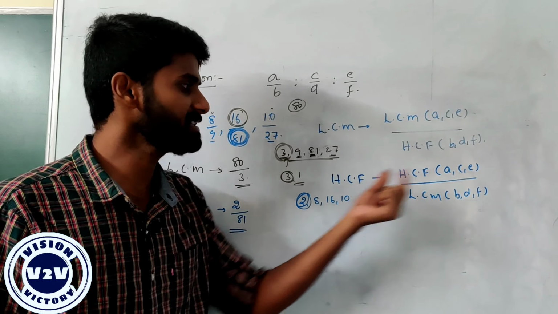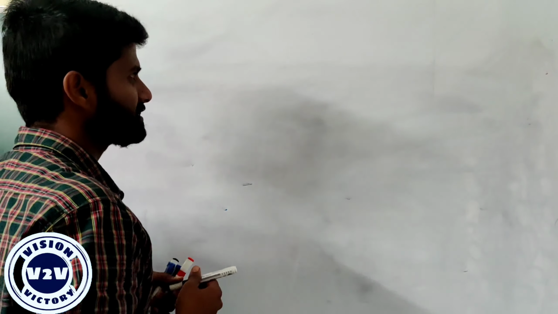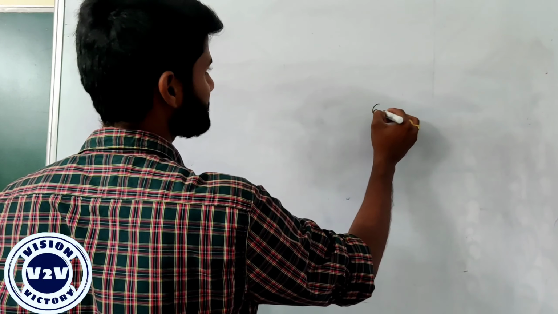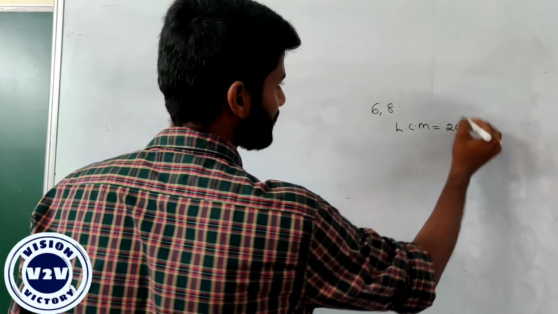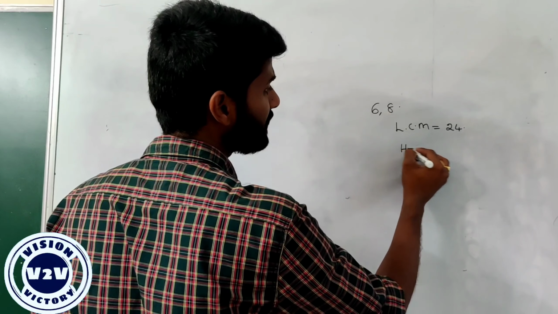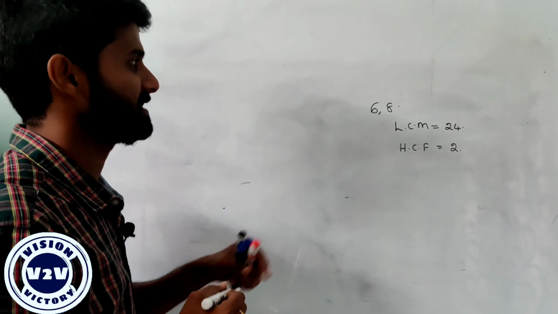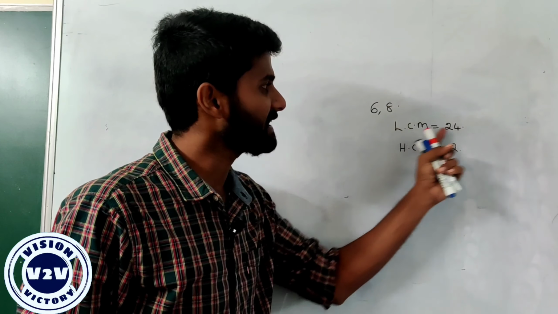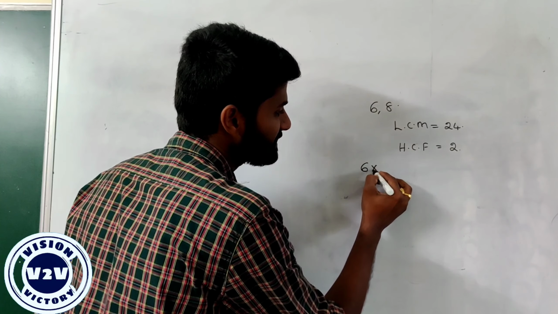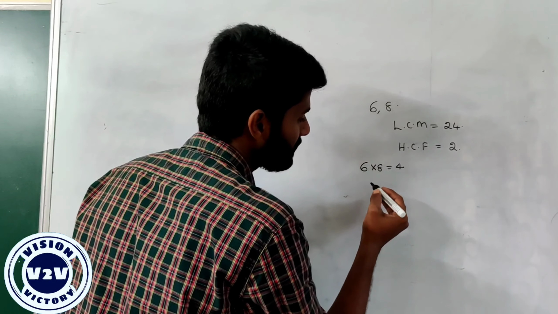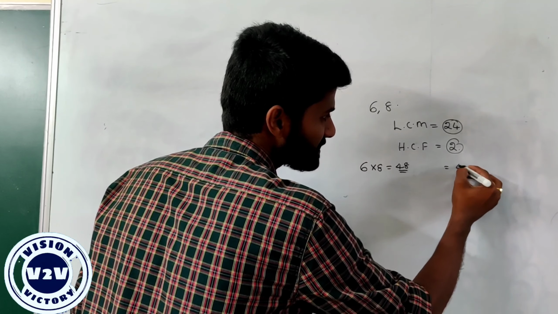If you want HCF, it means the HCF of the numerator divided by the LCM of the denominator. Okay, I will go with an example. Same, I just consider 6 and 8. We already found the LCM of 6 and 8 is equal to 24. Clear? And the HCF of 6 and 8 is exactly equal to 2. This is the example. The LCM is 24 and the HCF is 2. If you multiply 6 and 8, the product is 48. Same thing, if you multiply LCM and HCF, the resultant is also 48.